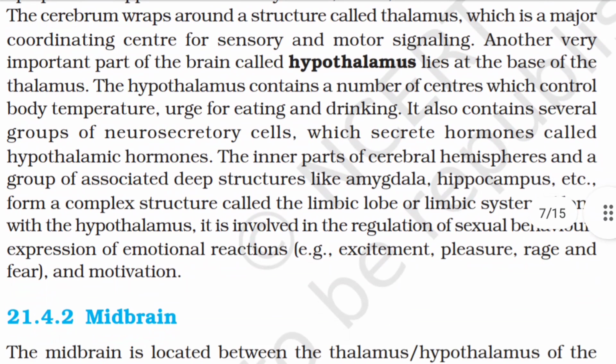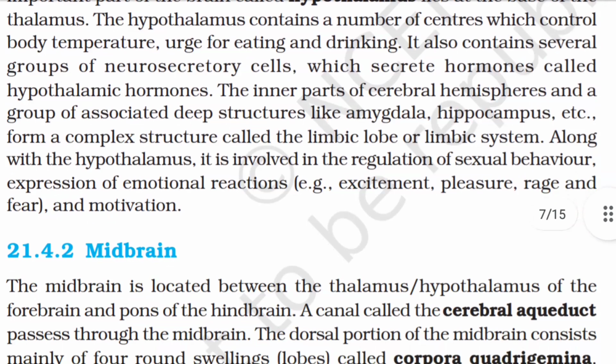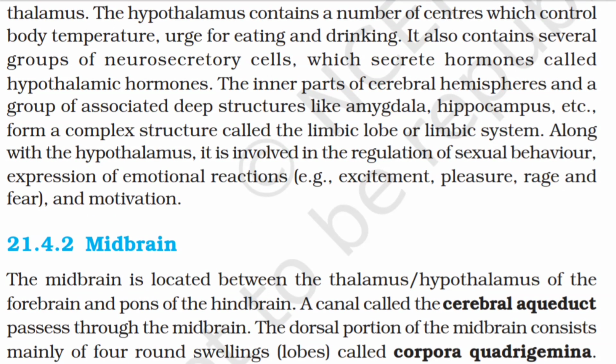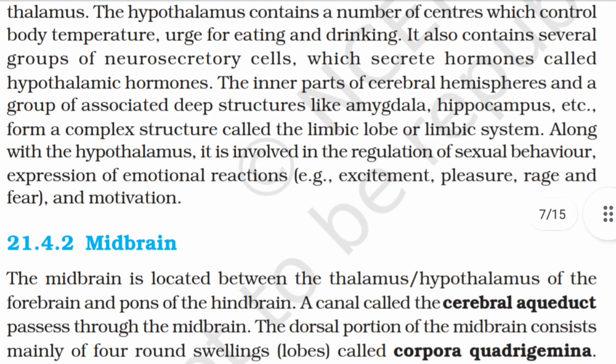The cerebrum wraps around a structure called thalamus, which is a major coordinating center for sensory and motor signaling. Another very important part of the brain, called hypothalamus, lies at the base of the thalamus. The hypothalamus contains a number of centers which control body temperature, urge for eating and drinking. It also contains several groups of neurosecretory cells which secrete hormones called hypothalamic hormones.